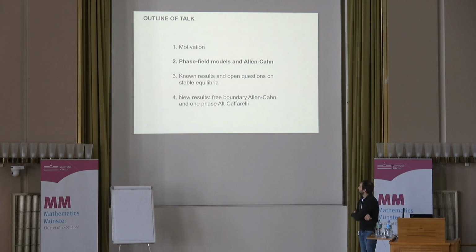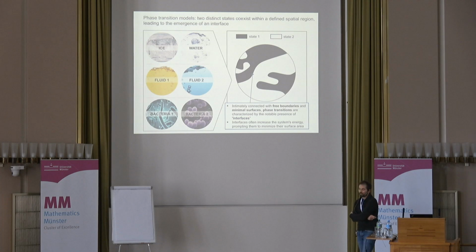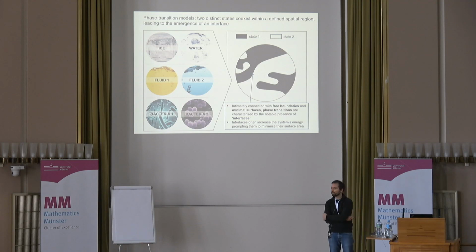Now, let me describe very easily, a cartoon almost, what phase transition and phase field models are. So phase transition, in the simplest scenario, I would think of as two states that coexist in a spatial region, right? The two states could be ice and water. It could be two fluids, right? Immiscible fluids that tend to separate. Or it could be two bacteria that don't like each other.